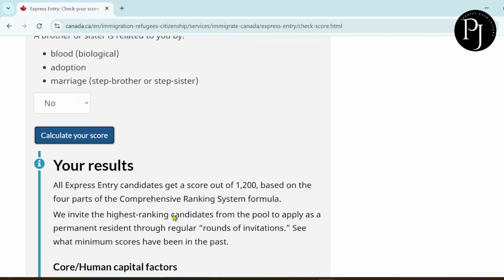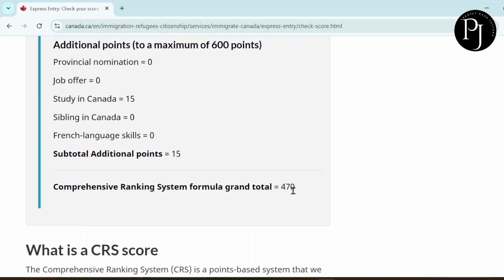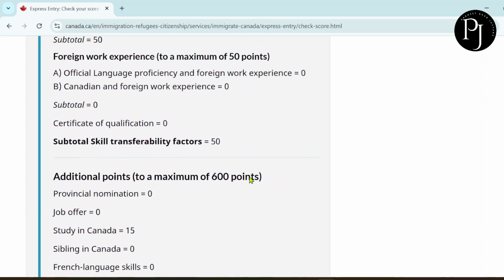Calculate your score. And at the bottom, I can see this is my final score, 470. Not a bad score.